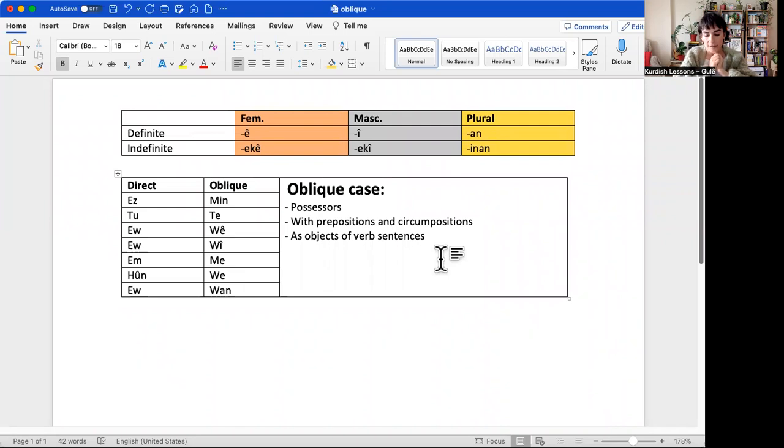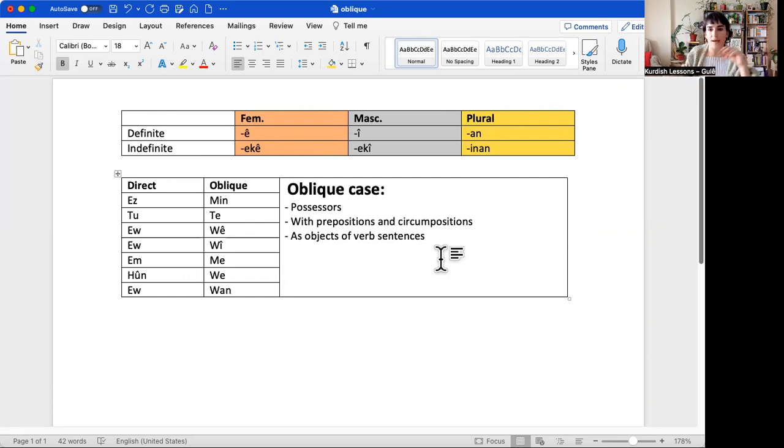I'm sure that you have heard about oblique, and it is really confusing for many students. I think many of our students quit learning Kurmanji after the oblique case. I don't know why, because it is hard to learn gender and take care of endings too. But in this lesson, hopefully we are going to solve all of your questions.